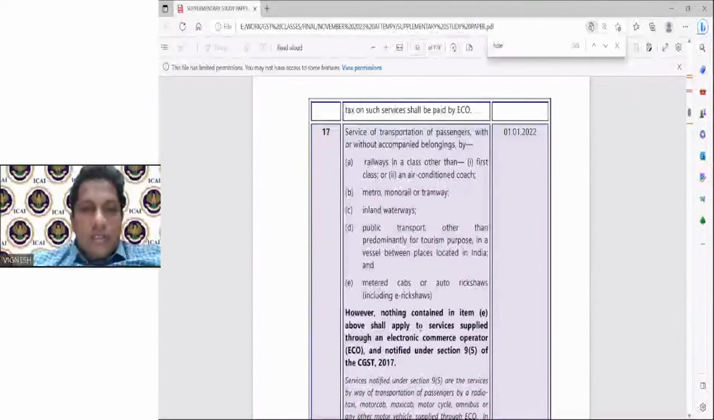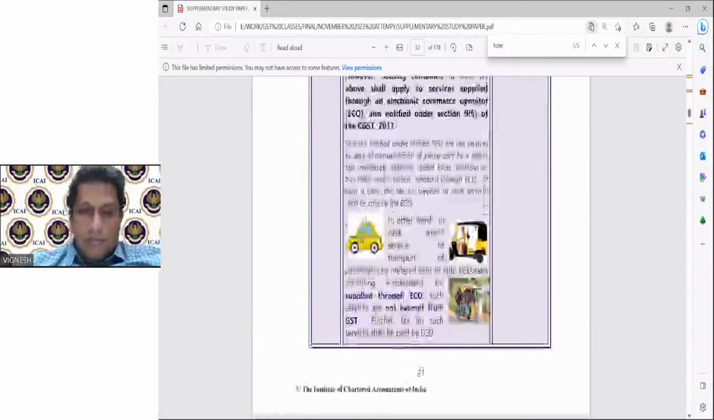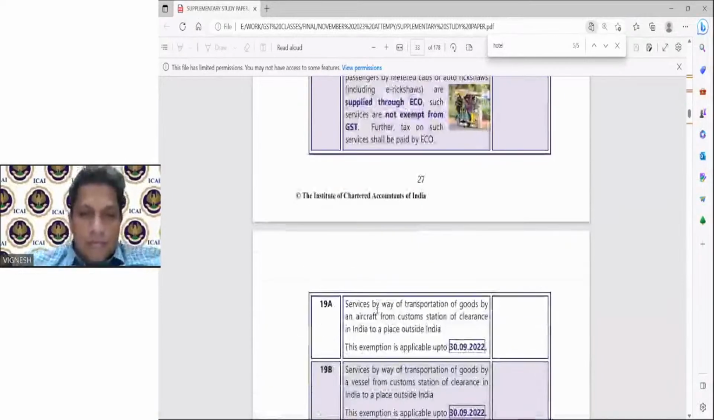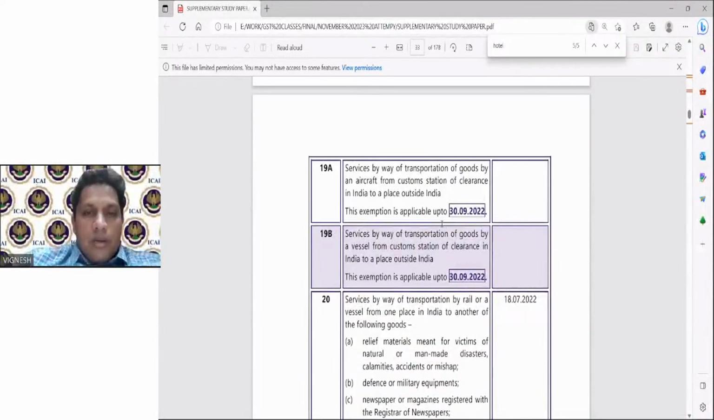Then this also is the same in case of item number E, metered cabs or auto rickshaws. If these are done through an e-commerce operator, the exemption shall not apply. Transportation of goods, this exemption is no longer applicable. Okay, please bear in mind, we have seen this exemption in the notes. Entry number 19A is no longer applicable. Okay, 19A and 19B.